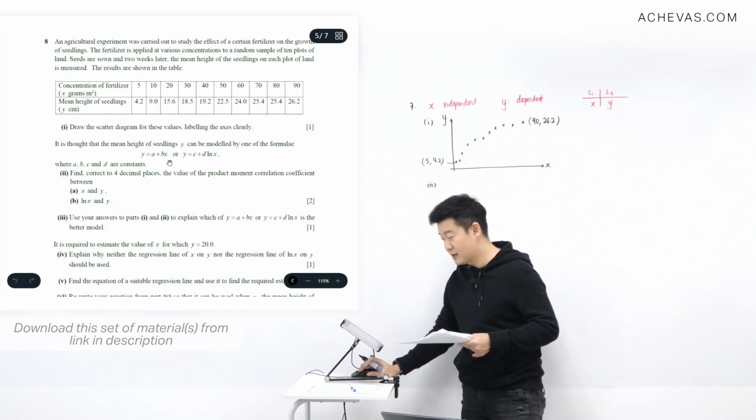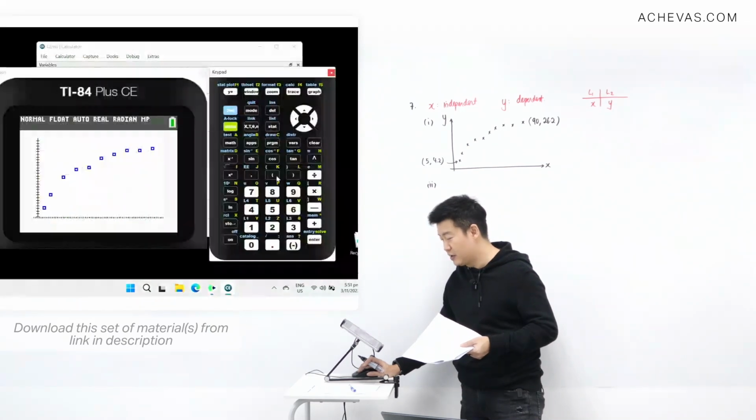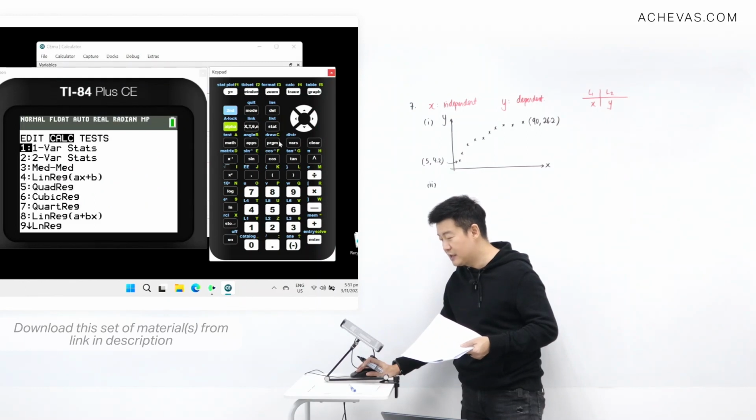For y and x, we have a linear one, and the other one is a logarithmic version. We want to find the product moment correlation coefficient between x and y, for this model, a linear model, applying it directly. So we're going to go to stats and try to calculate the linear regression line.